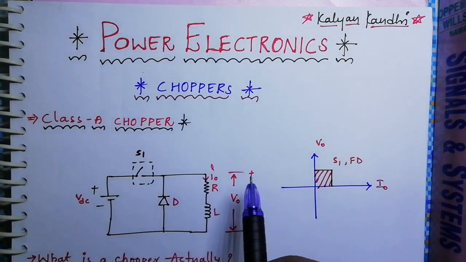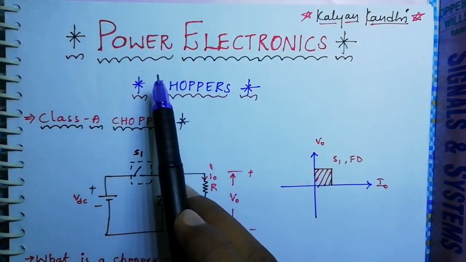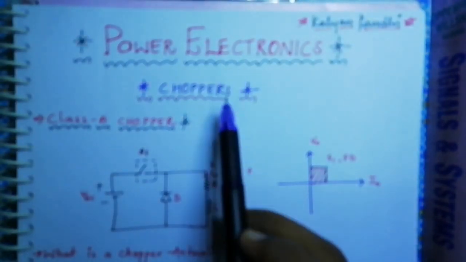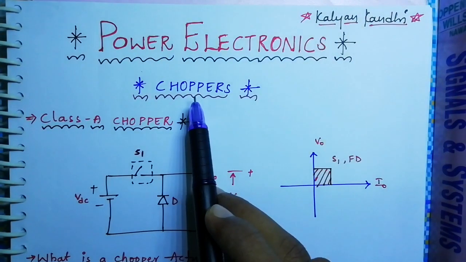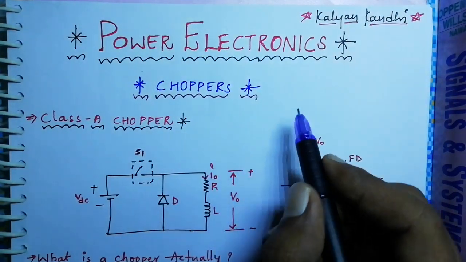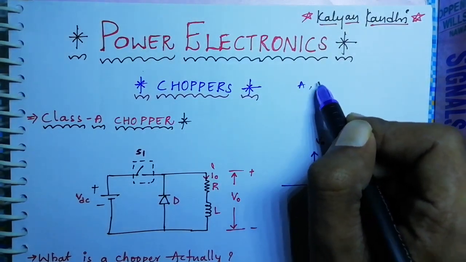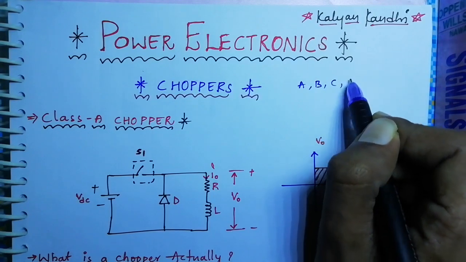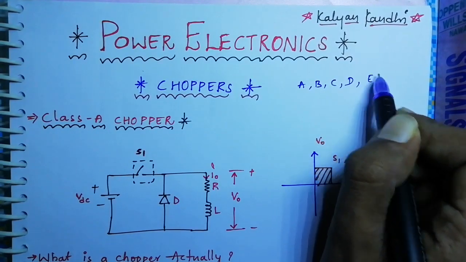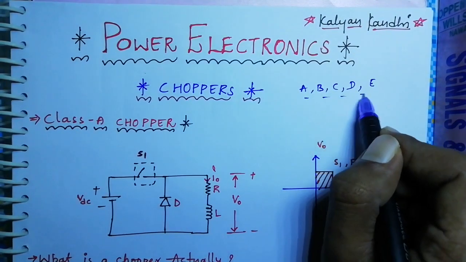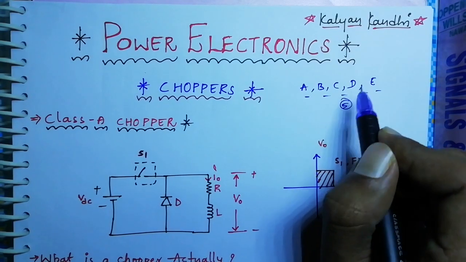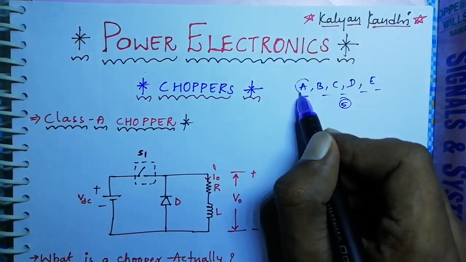So in this video, let us try to understand an important topic of power electronics that is known as choppers. So basically we have choppers of 5 types. Those are class A, class B, class C, class D and class E. So we have 5 choppers in total to discuss. So let us start with class A chopper.